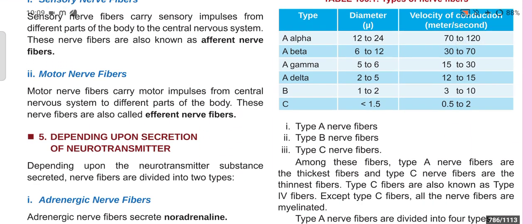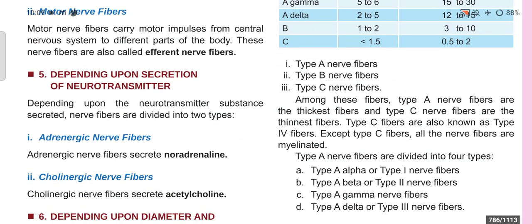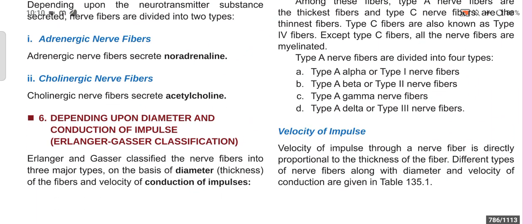Now, depending upon the secretion of neurotransmitter, depending upon the neurotransmitter substances secreted, nerve fibers are divided into two types. One is adrenergic nerve fibers and one is cholinergic nerve fibers. Adrenergic nerve fibers secrete noradrenaline and cholinergic nerve fibers secrete acetylcholine. Now, depending upon the diameter and conduction of impulse, or Erlanger Gasser classification.